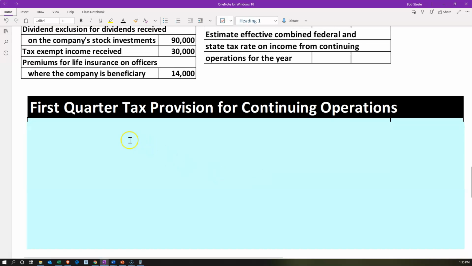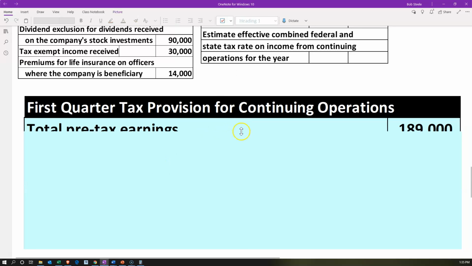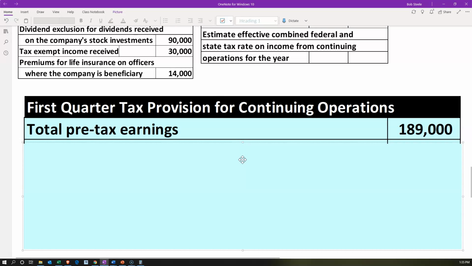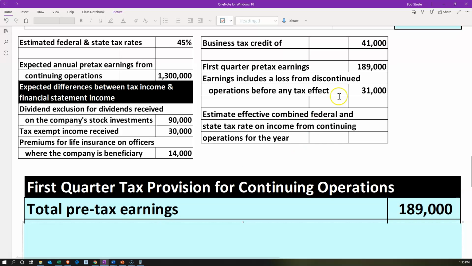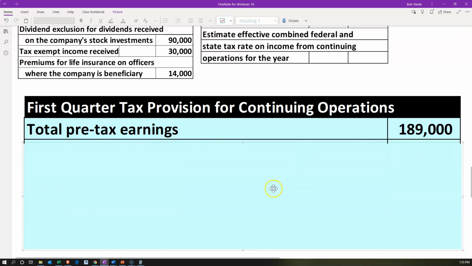Now we're going to go down to the first quarter tax provision for continuing operations. We're going to do our calculation here. So that's going to be the total pre-tax earnings for the first quarter now. So now we're backing into the first quarter. This is where we actually are at this point in time. The calculation we did before being a projection. Now we're going to apply the rate that we came to with what actually happened. So we know these numbers. The first quarter, we know them for sure. These are actual numbers. This is the $189,000 that was given to us here, first quarter pre-tax earnings.